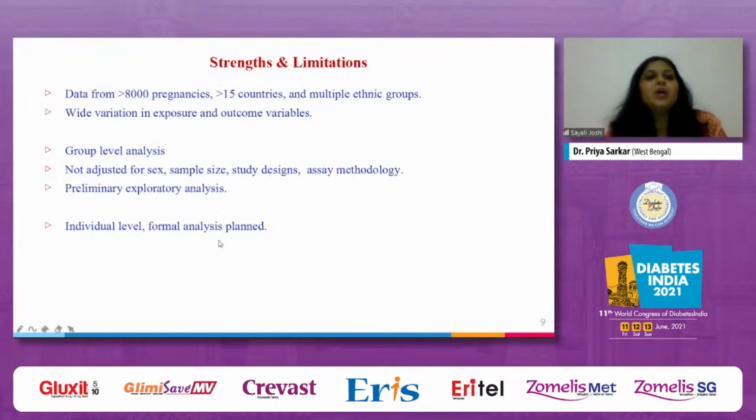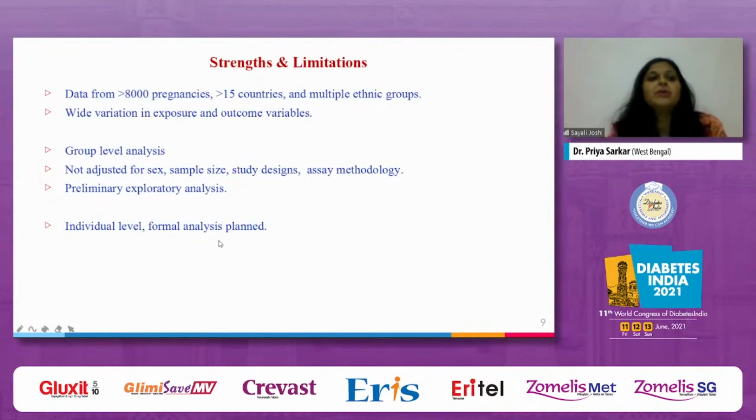The strength of our analysis is that it includes data from over 8,000 pregnancies coming from more than 15 countries and multiple ethnic groups. Also, there was a wide variation in exposure variables as well as that in outcome variables, which offers a greater statistical power.